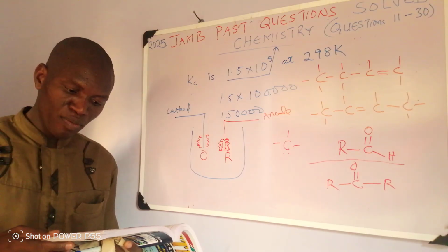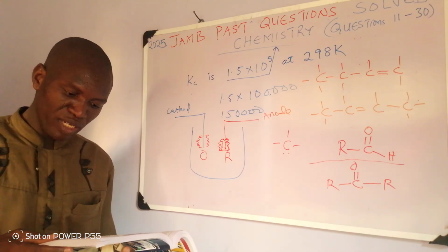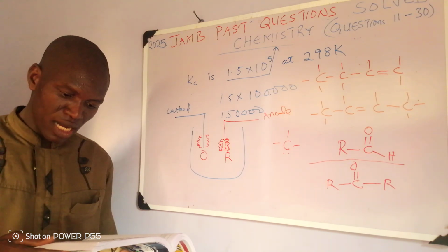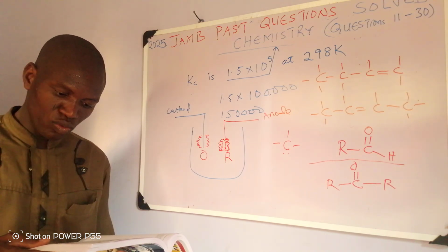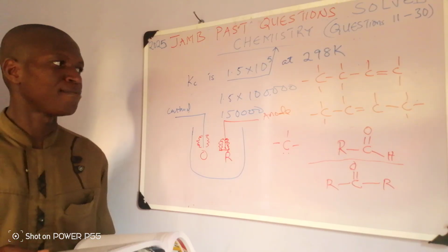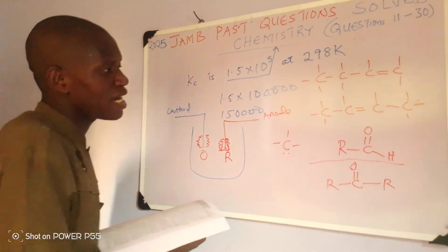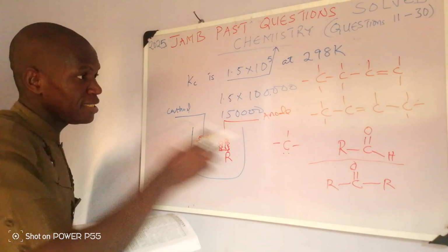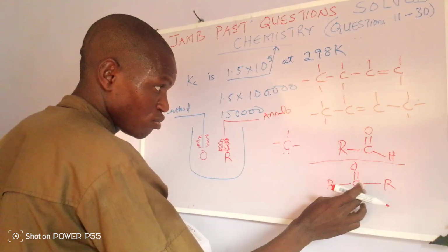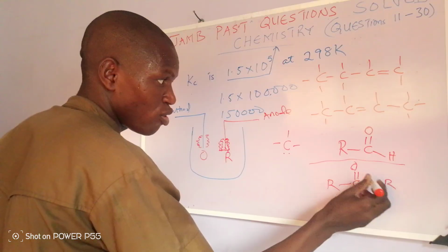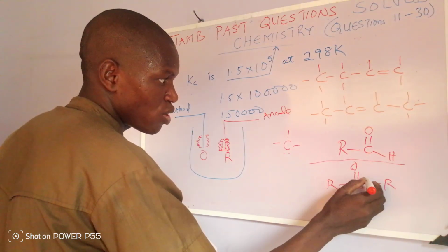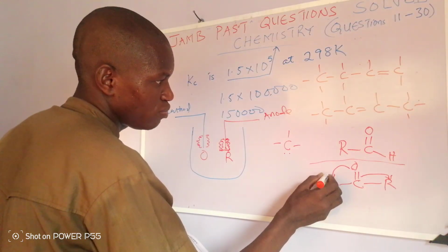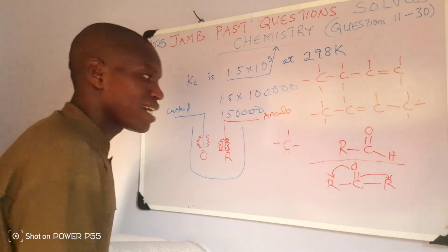A, ability to form hydrogen bond. B, reaction with sodium metal. C, tendency to undergo further oxidation. And D, ability to dissolve in water. So aldehydes have the ability to undergo further oxidation because of this oxygen. This oxygen is more stable here in ketones because of the R group. All these can draw electrons from this. I don't want to enter deep into organic chemistry, but there can be flow of electrons.